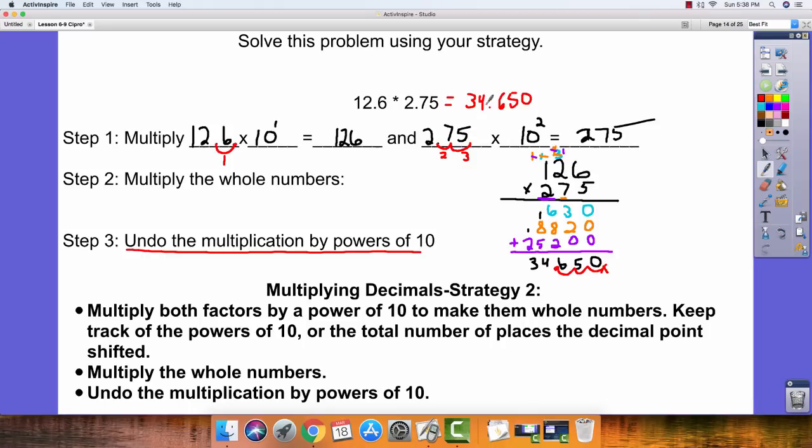And I could do an estimate for this problem. Okay, this one would be easy to estimate. I could make 12 and 6 tenths 13. 2 and 75 hundredths is about 3. And 13 times 3 is 39, which is close to 34 and 650 thousandths. So this method definitely works. Pause the video and make sure that you undo your decimal and undo the multiplication by powers of 10 and that you write down the answer. Okay, so pause the video and make sure you do that.